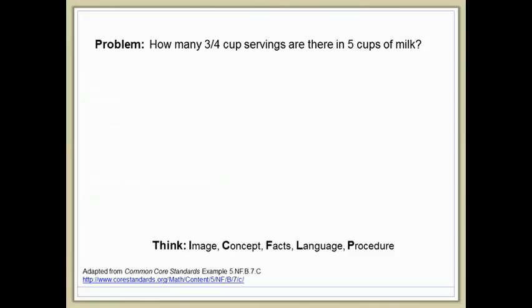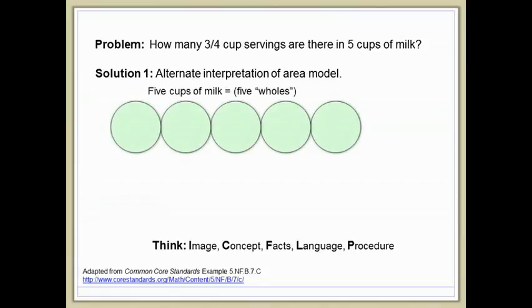An alternative way to look at this is to think of the 5 cups of milk, and again one 3/4 cup serving looks like this. And if we want another serving, we need 3 more quarters. And so we can look at these blue shaded regions as 1 more serving. So we've got 1 serving, 2 servings, and then 3 more quarters will give us a 3rd serving.